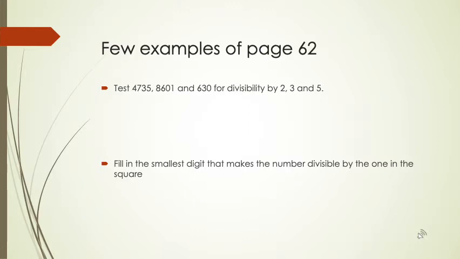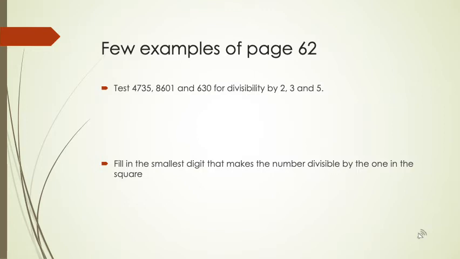And let's check if it is divisible by 3 or not. For this, sum up the digits. On adding the digits, you will get 19, which is not divisible by 3. Therefore, 4735 is not divisible by 3.